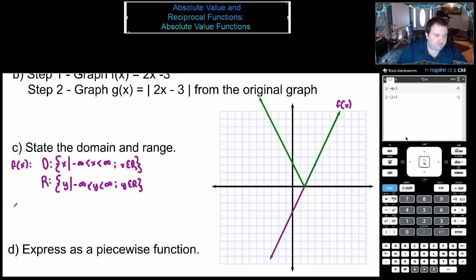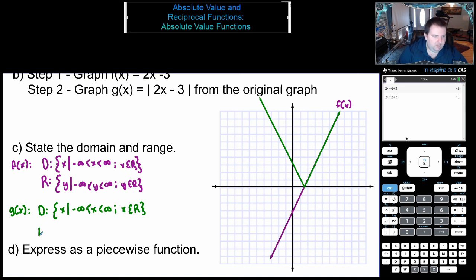Let's do our g of x. So our domain for g of x, let's look at it. It goes on forever to the left and forever to the right. So our domain is x such that, and it's the same. It didn't change. It's going to be greater than negative infinity and less than infinity, and it's going to be all real numbers.